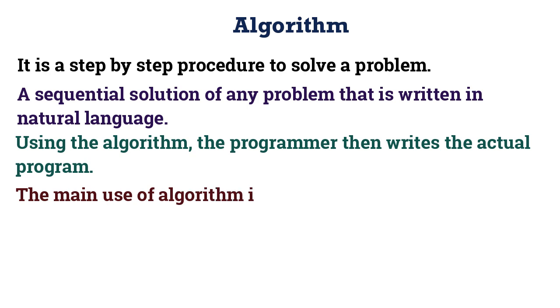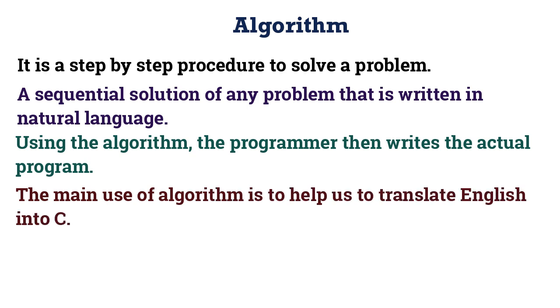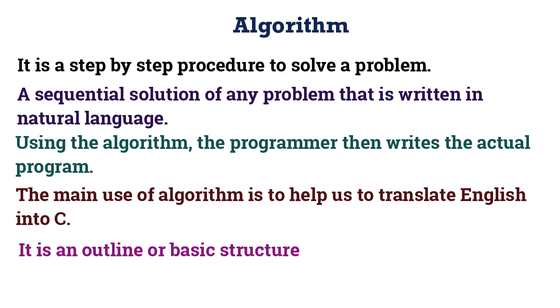The main use of algorithm is to help us to translate English language into the C code. It is an outline or basic structure or logic of the program.